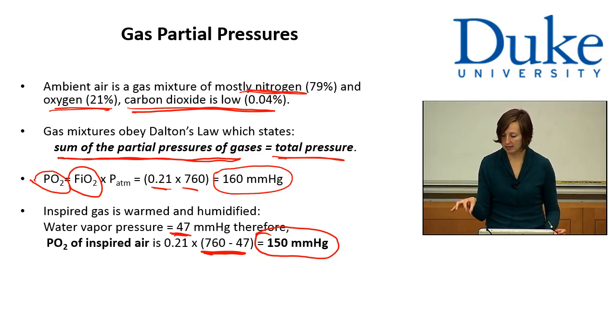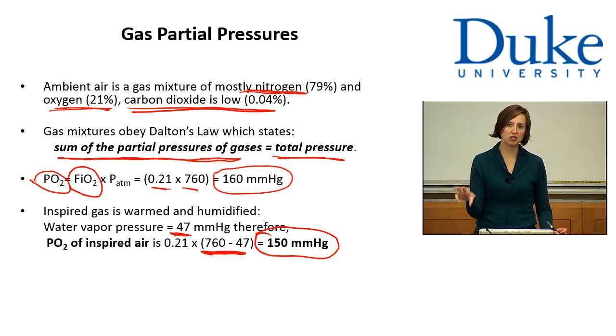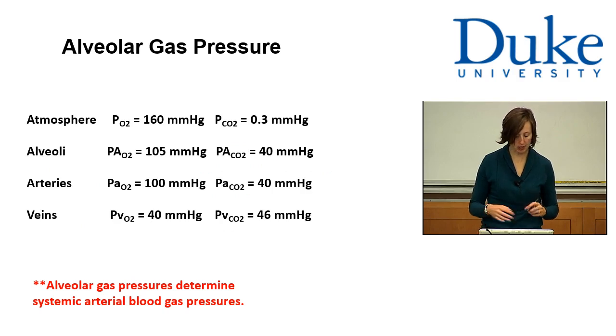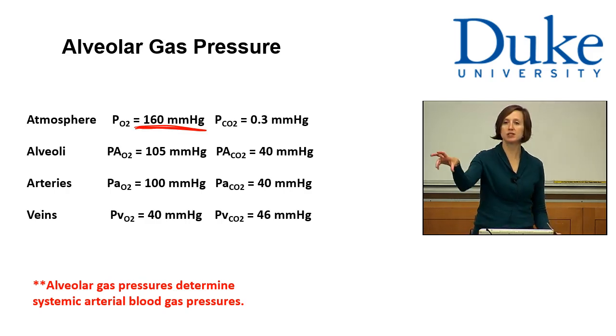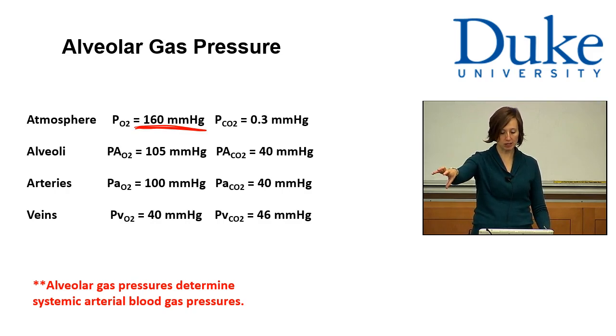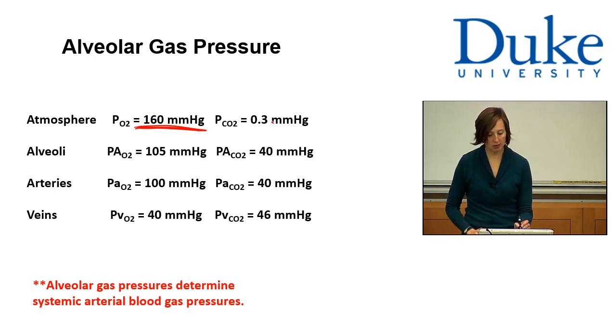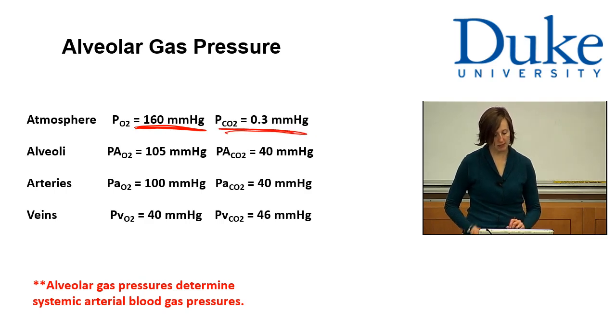Okay, so that's the number, the pressure of oxygen in the air once it's entered into the respiratory system before it's been diluted by the air that's already in there. And that's what we're going to start considering. So this is what we've just calculated. We know the pressure of oxygen in the atmosphere is 160. Once it gets humidified, it's going to become 150 millimeters of mercury. We've already said the pressure of CO2 in the atmosphere is very low.